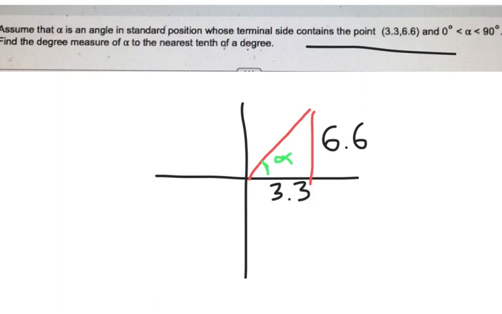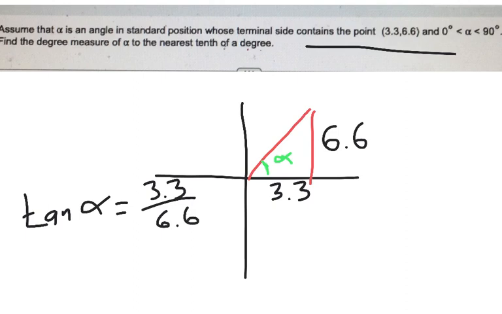Now from my angle alpha, what two sides do I know? Well, I know the opposite side is 6.6. I know the adjacent side is 3.3. So which trig function deals with the opposite and the adjacent? That would be tangent. So we're taking the tangent of the angle alpha equals the opposite side over the adjacent side.